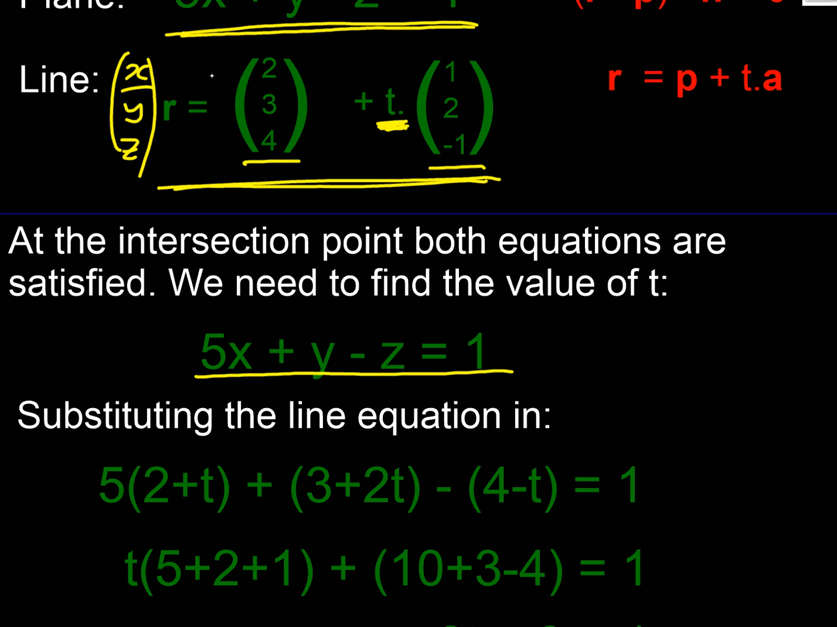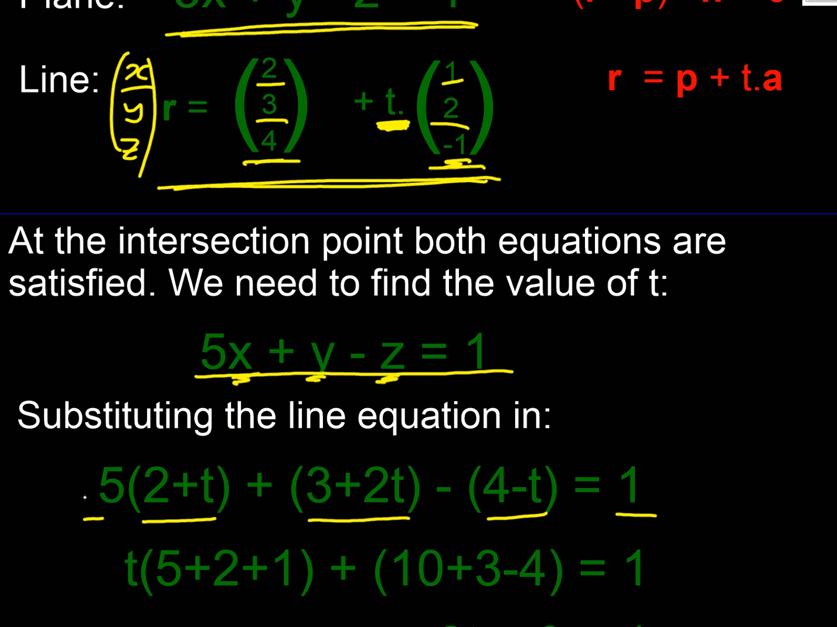So for my x value, I know that that is 2 plus 1 lot of t. So I could substitute that in place of the x value in the plane equation. There we go, so I'm going to put 2 plus t in there. My y value is going to be 3 plus 2 lots of t, so I can substitute that in place of y. There is 3 plus 2t. And finally, my z value is 4 minus 1 lot of t. So that's 4 minus t, and I can put that in place of z in the equation. So that's 5 lots of this, 1 lot of that, minus 1 lot of that equals 1 in my plane equation.